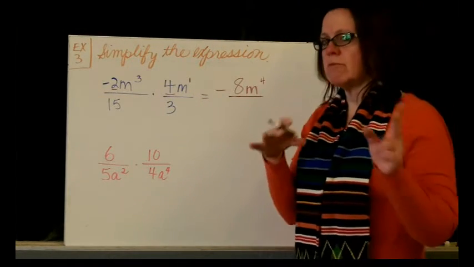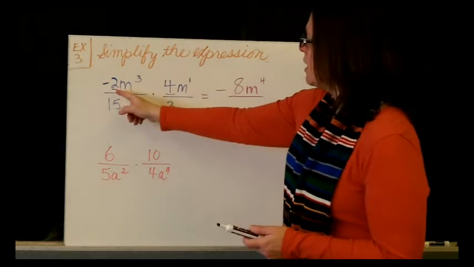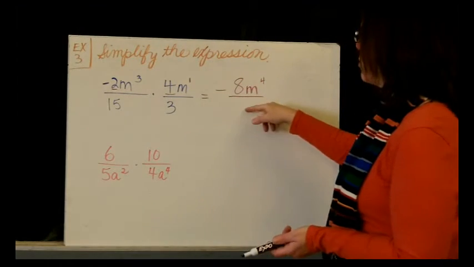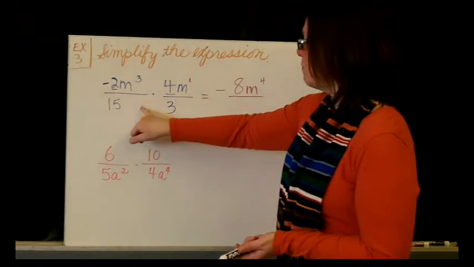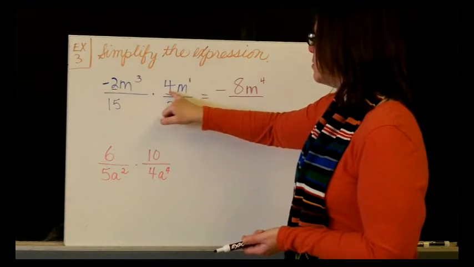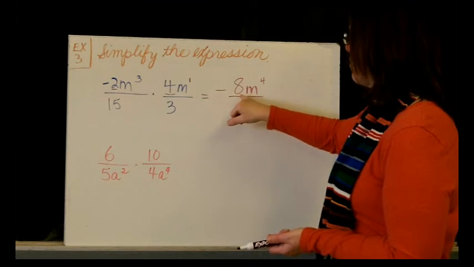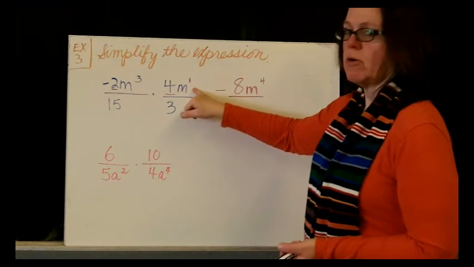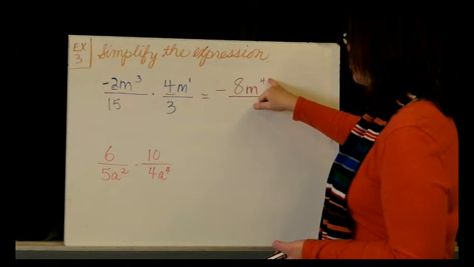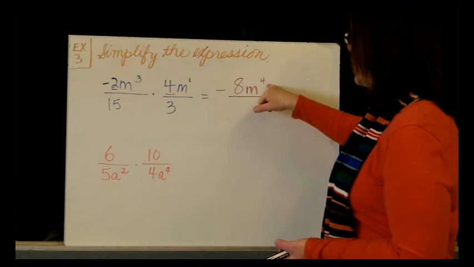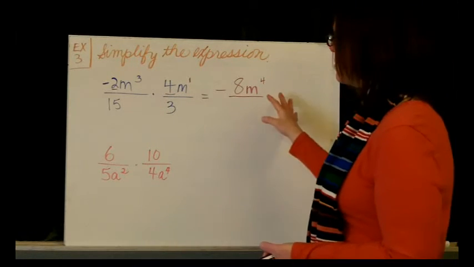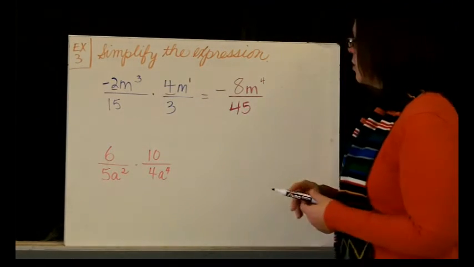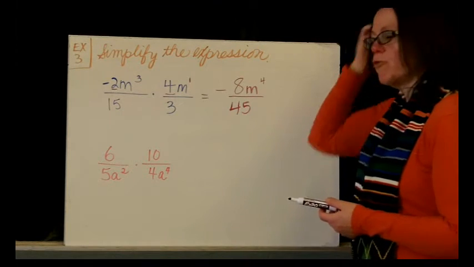So just to recap, because I don't know if that was a little bit confusing, a negative 2m to the third times 4m to the assumed first power. The first thing we do is multiply the coefficients. A negative 2 times a positive 4 gives us a negative 8. And then m to the third power times m to the first power gives us m to the fourth power, because the base will stay the same, and we add the exponents. And now we have to take care of our denominator. 15 times 3 is 45. So we have negative 8m to the fourth power over 45.